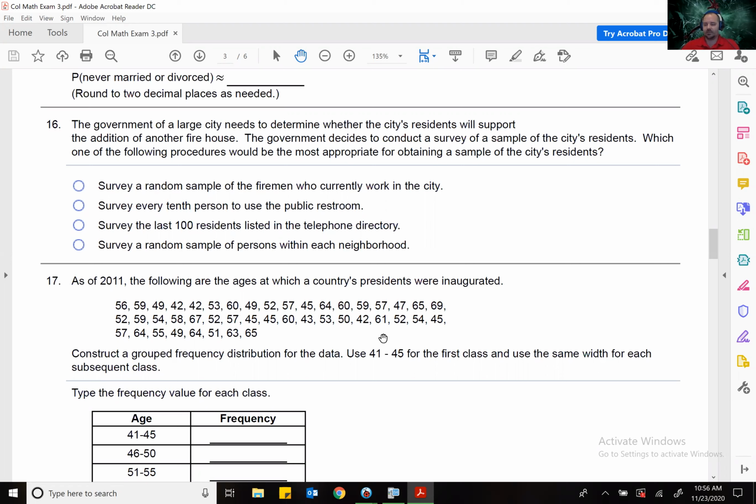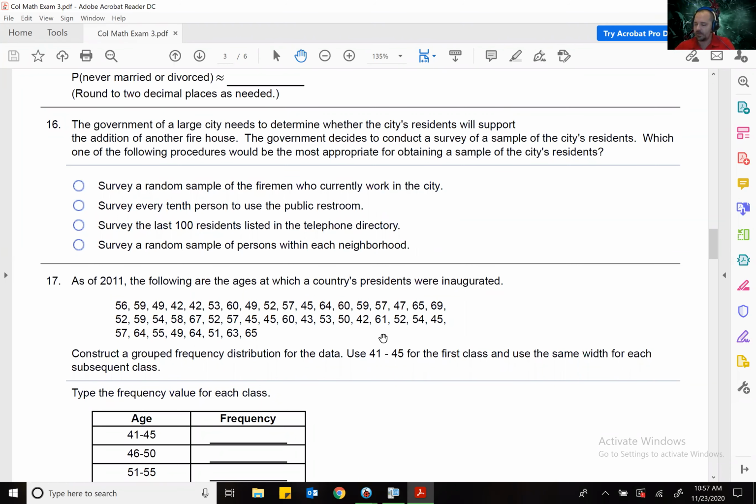So hopefully you said that they should survey a random sample of persons within each neighborhood. Hold on 1 second, writing this out. So let's talk about why the other choices are no good.